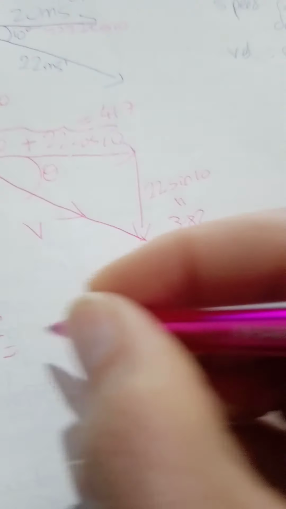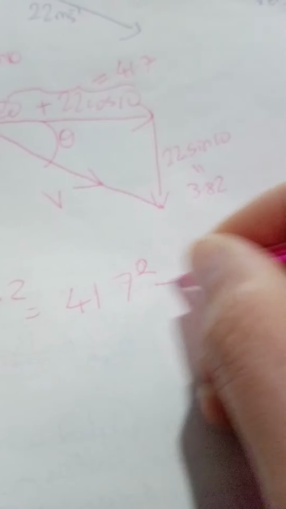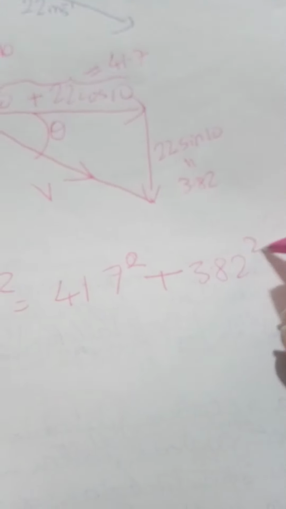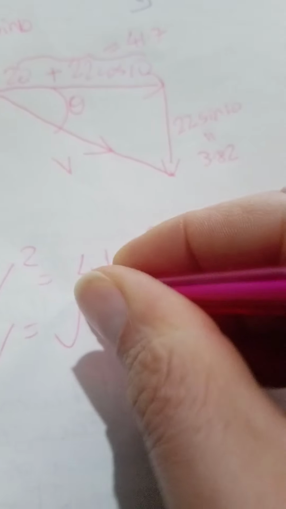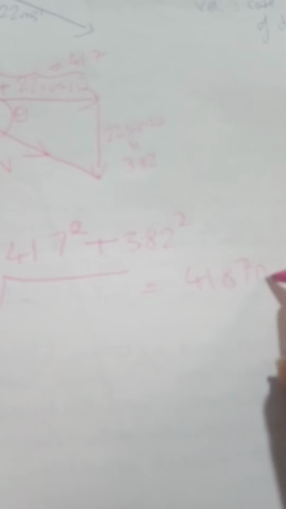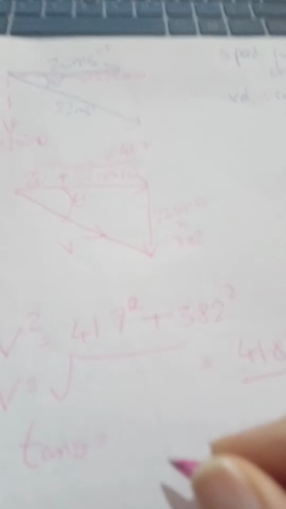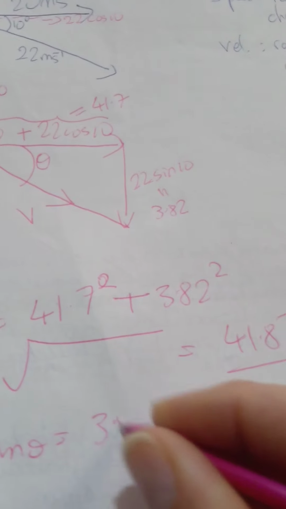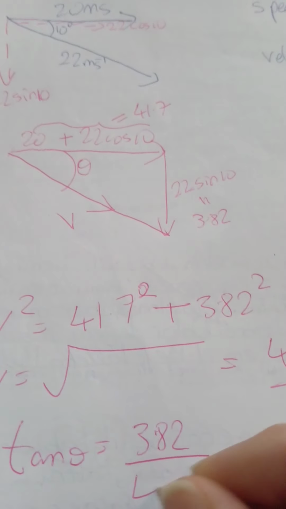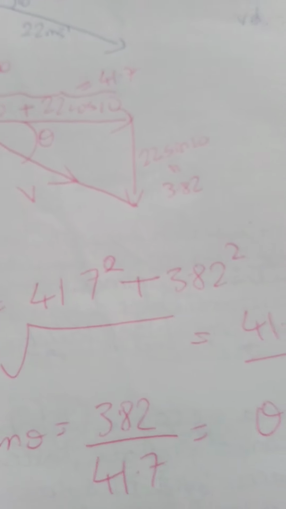Velocity squared, then by using Pythagoras, equals 41.7 squared plus 3.82 squared. So velocity will be the square root of the answer, and it's equal to 41.87 meters per second. Angle, you can use tangent theta, opposite on adjacent. Opposite is 3.82. Adjacent is 41.7. And that means that theta will be equal to 5.2 degrees.